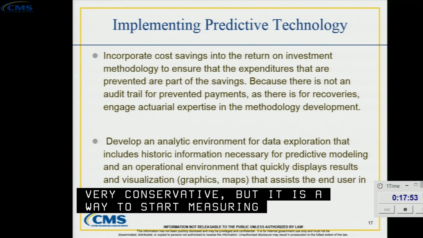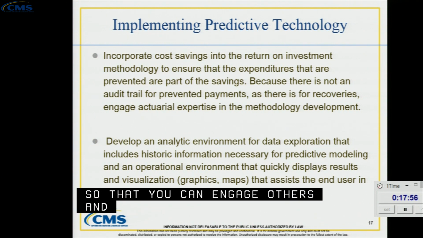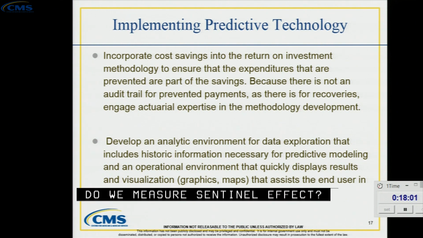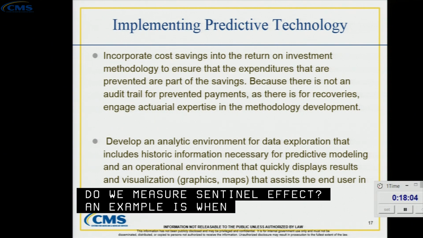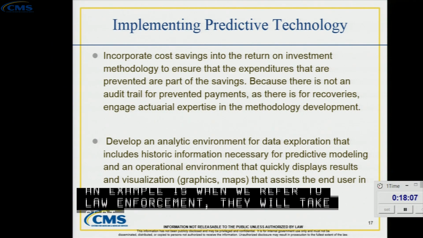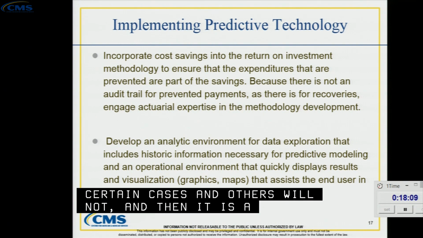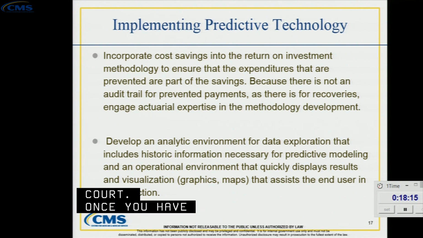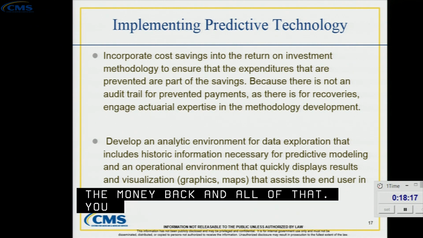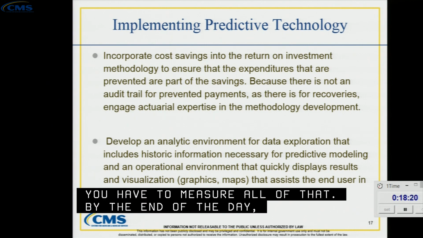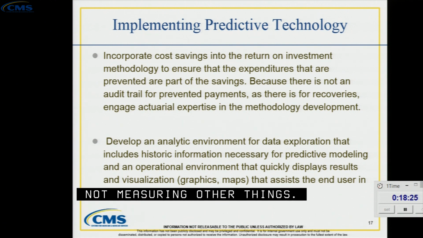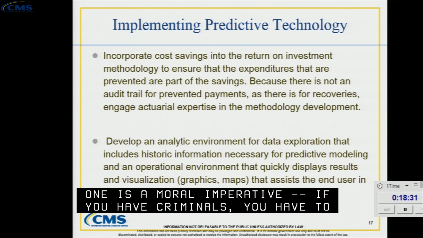Some of the challenges for us today are how do we start to measure sentinel effects, right? So example is when we refer to law enforcement, they'll take certain cases and others they won't, and then it's a long protracted case that goes to court, and then once you have court-ordered restitution and you've got to pull the money back and all of that, you've got to measure all that, and by the end of the day, the ROI doesn't look so great sometimes because we're not measuring a lot of other things, right? One, there's just a moral imperative that if you have criminals, you've got to investigate these criminals and you've got to get them in court, right? Even though you stop the bleeding on the money front, you still got to get them into court.